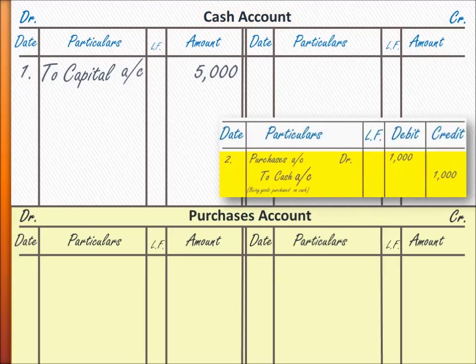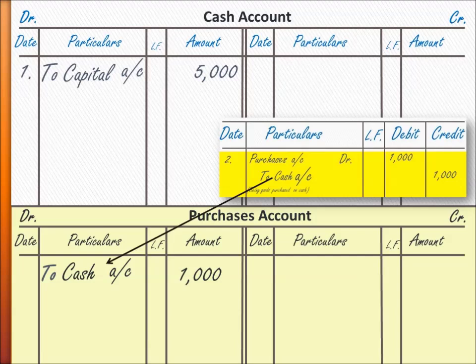So in the journal entry, purchases account debit to cash account, what does it mean? Debit purchases account rupees 1,000. It means in ledger posting, in the purchases account, come on the debit side and write down rupees 1,000 on the debit side of purchases account. So please write down 1,000 and the narration, I mean to say in the particulars column, it will be to cash account. It means purchases account has been posted by rupees 1,000 on debit side.